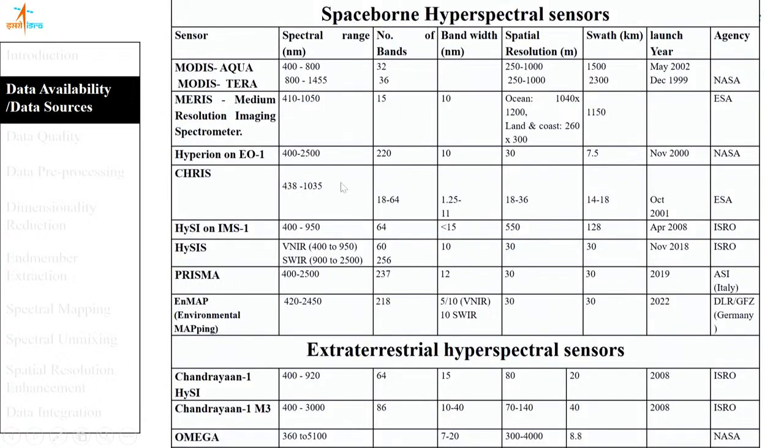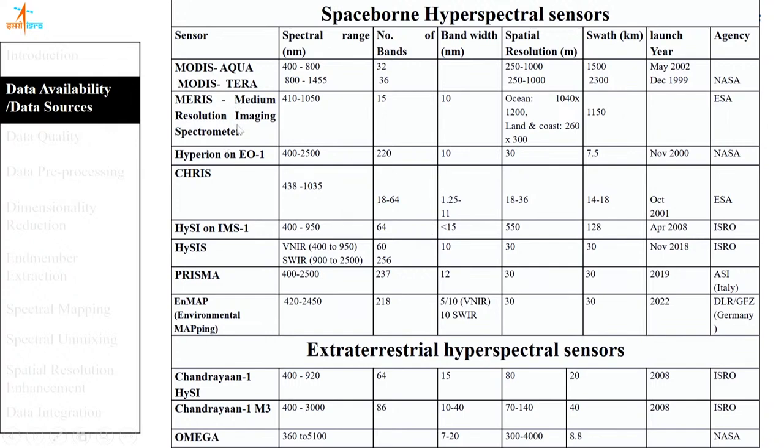Then these are the spaceborne hyperspectral sensors. Hyperion was one of the sensors, with 400 to 2500 nanometer spectral range, 220 spectral bands, 10 nanometer spectral resolution, and 30 meter spatial resolution. But the swath width here was 7.5 kilometer. So a very small portion was covered when the data was being acquired. It was following the Landsat 7 ETM+ satellite one minute behind, so the data was acquired in similar geometrical conditions.